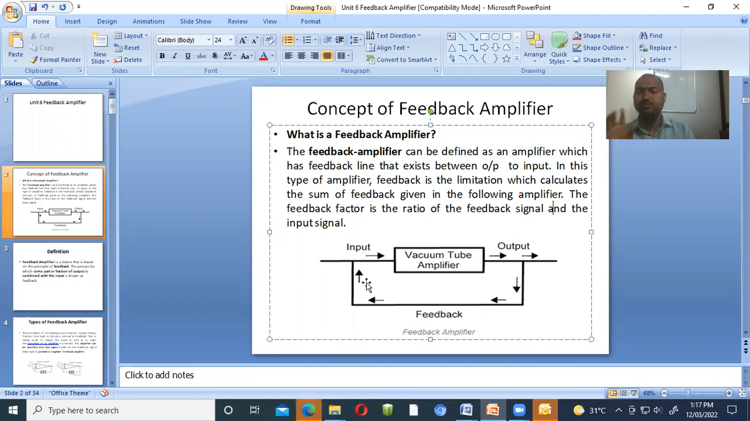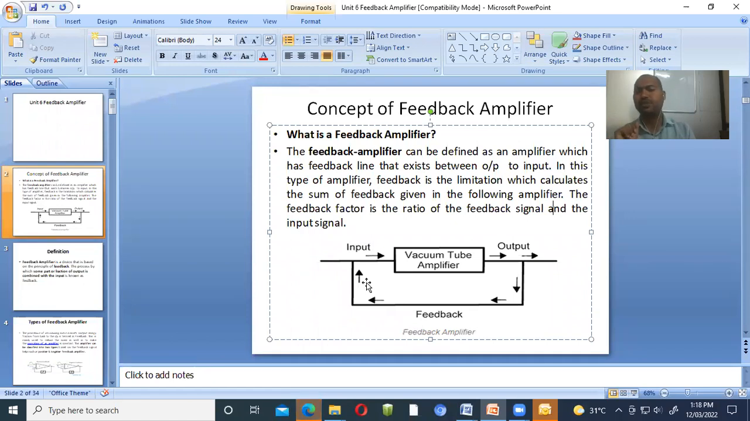Feedback indicates that some part of the output is again applied to the input. This is called feedback. We have defined another term with respect to feedback, that is positive feedback, and another is negative feedback. When some part of the output is again applied to the input, there should not be any phase shift between output and input. For example, if we apply a sine wave as the input and get a sine wave as the output, there should be a 0-degree phase shift. That type of feedback is called positive feedback.